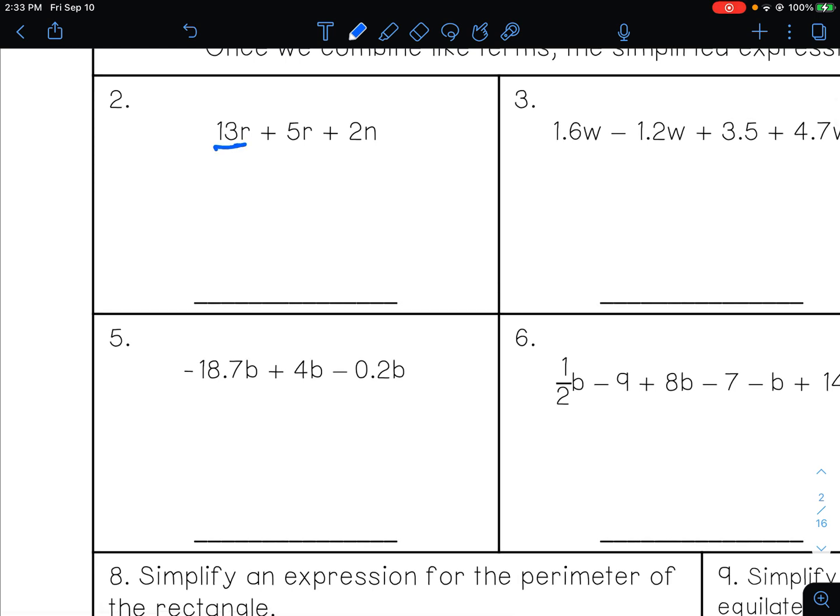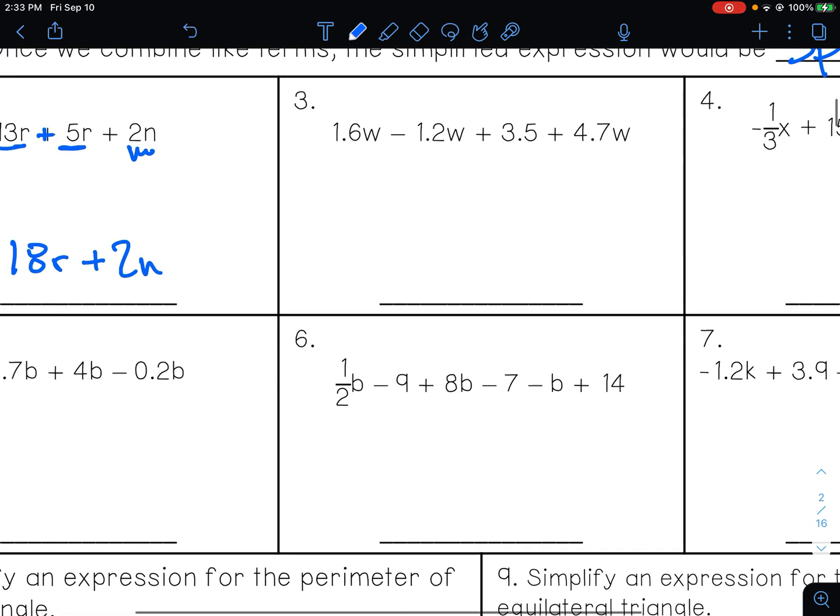At 13R, is there anything like R? Yes, there is. This one, and this is a positive 13, and this is a positive 5. That is an 18R. And then the 2N, that's just by itself, plus 2N. Let's take a look at the next one.